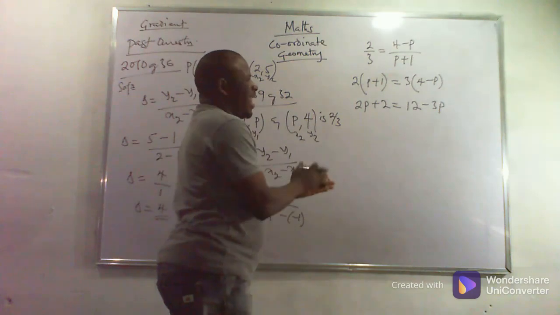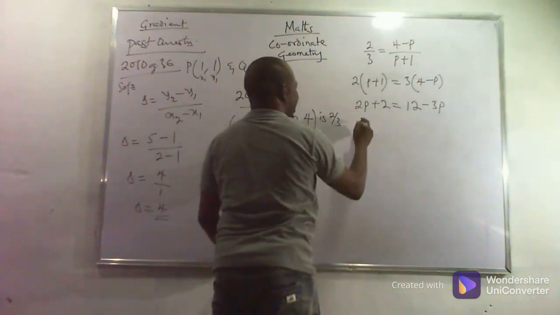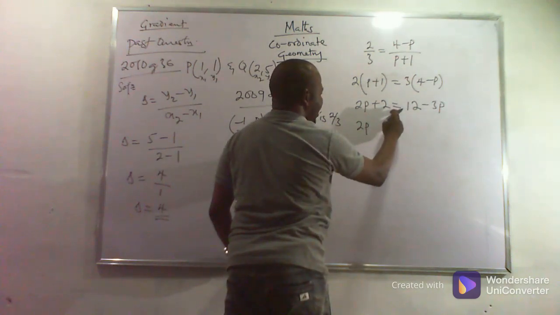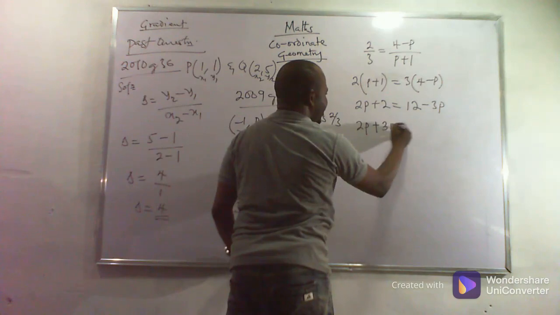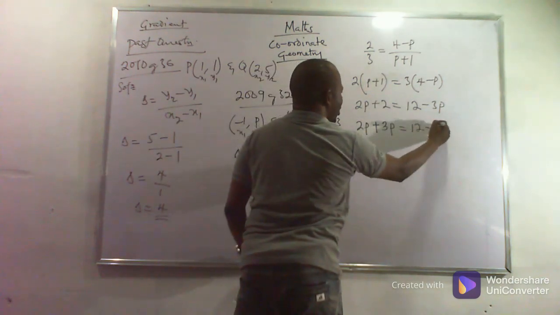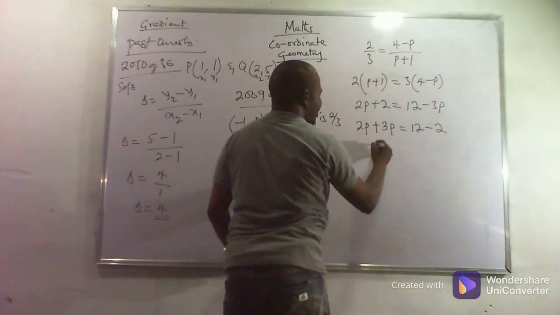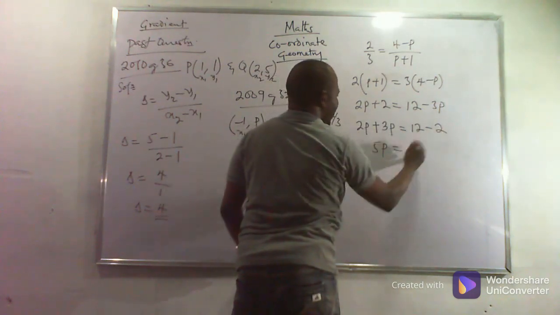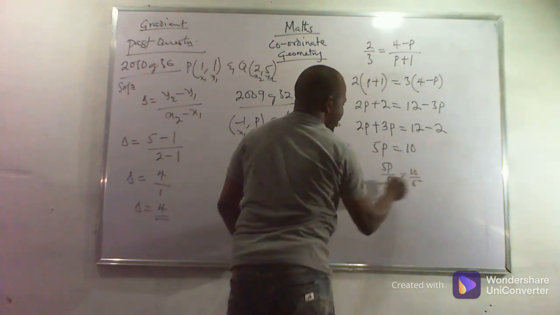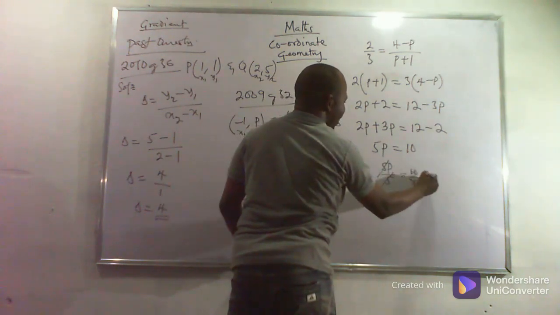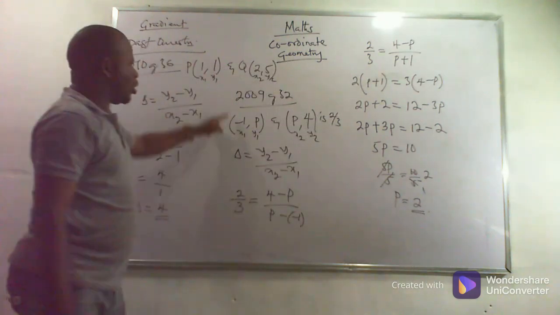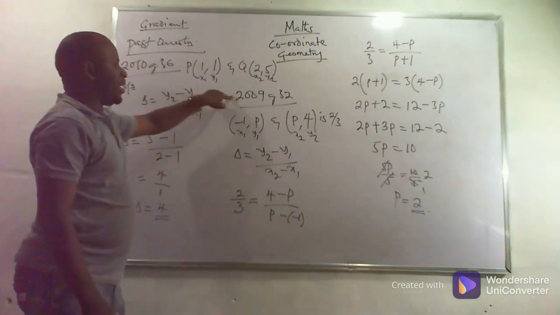Collect the like terms. This one moves here, the sign will change. It was minus before; on crossing the equality sign, it will change to plus. This one is plus; on crossing the equality sign, it will become minus. So you have 2P plus 3P, that is 5P, equals 12 minus 2, that is 10. So 5P over 5 equals 10 over 5, and your P is 2. That is the solution to UME 2009 question 32.